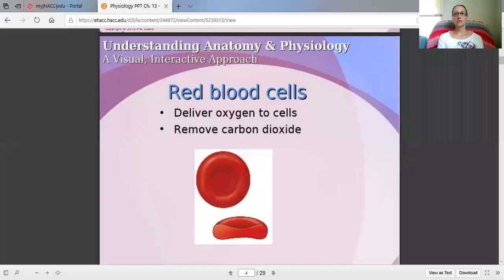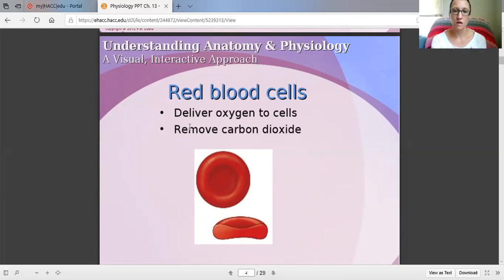Let's talk about red blood cells. I'm going to share the screen here. Here we are. So here's a red blood cell. Red blood cells are tasked with delivering oxygen to all of the cells and removing carbon dioxide.